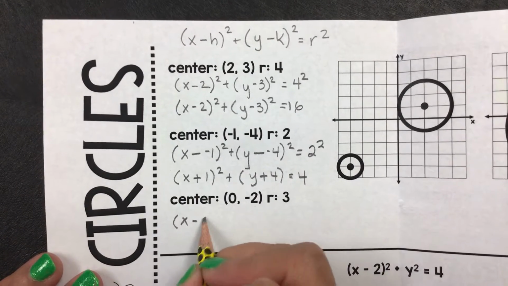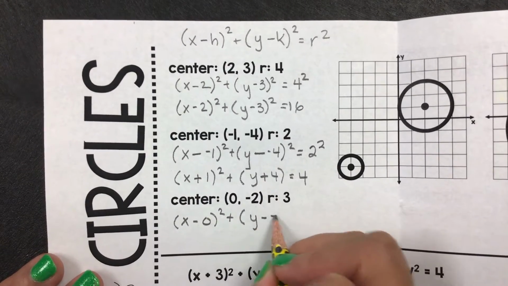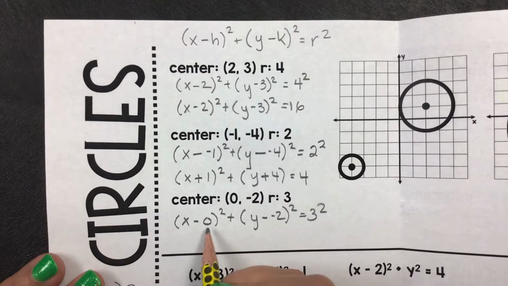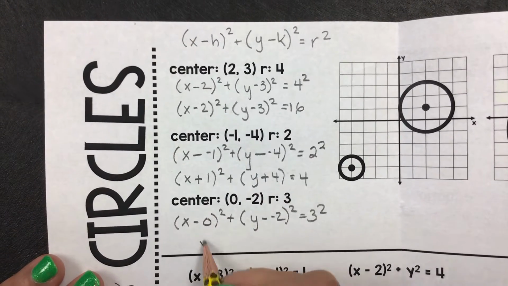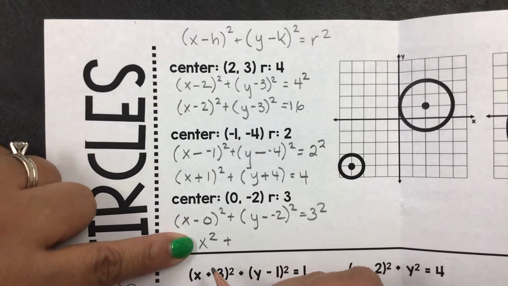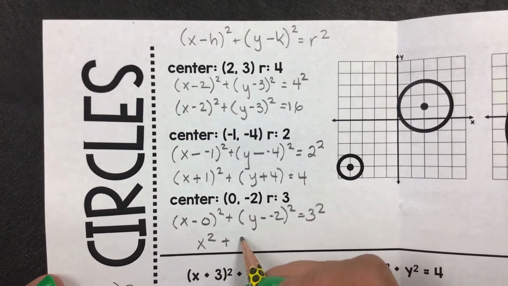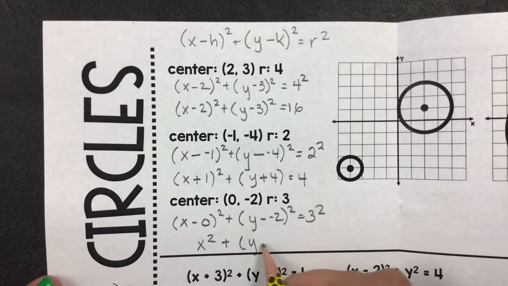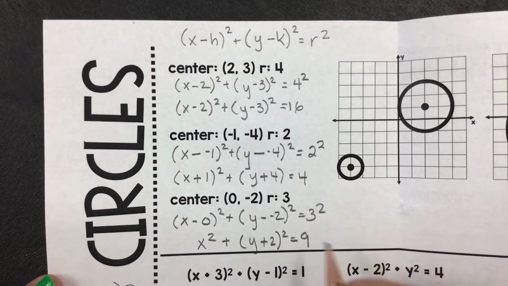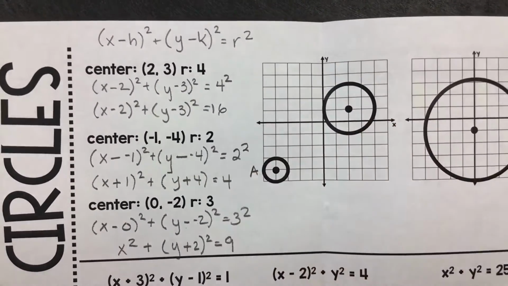Plug in the values first. And then simplify. We don't need a minus 0, so we can just leave it as x squared. So when we're working in reverse, when we see it like this, we know that the 0 would be part of the center. And then minus a negative is positive. 3 squared is 9.